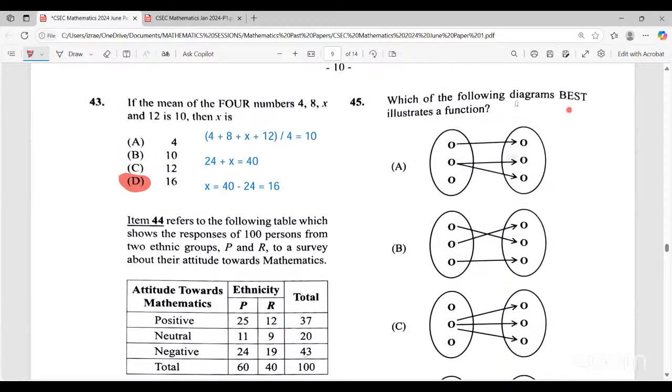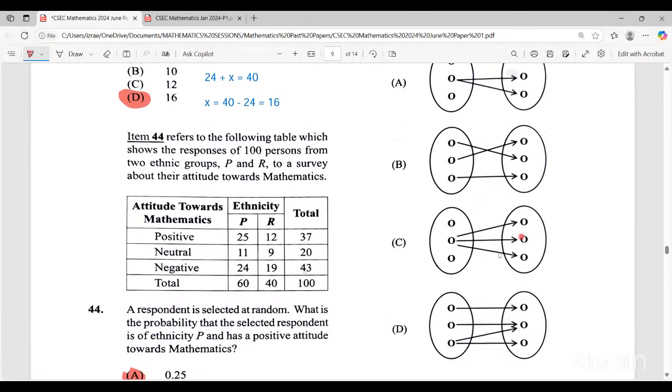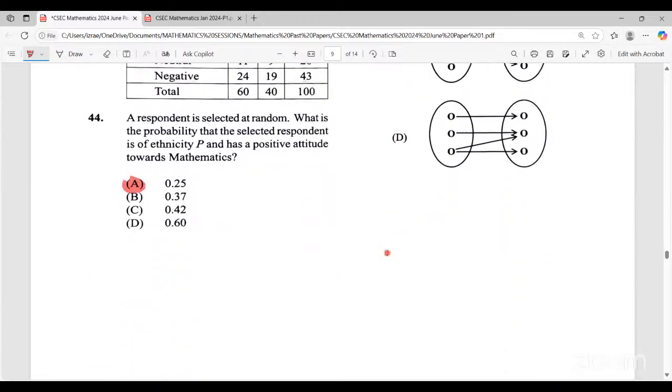45. Which of the following diagrams best illustrates a function? A function can be 1-to-1 or many-to-1. This is 1-to-many, that's wrong. 1-to-1 would work. B is working. This is 1-to-many, wrong. 1-to-many, wrong. So the answer is B. A function is either 1-to-1 or many-to-1, not 1-to-many.